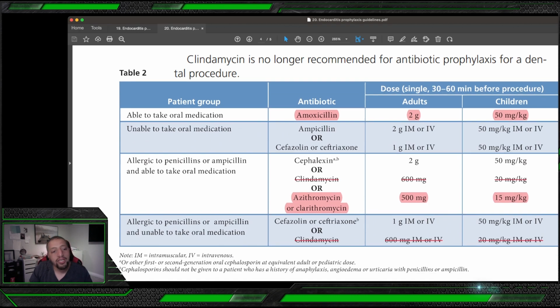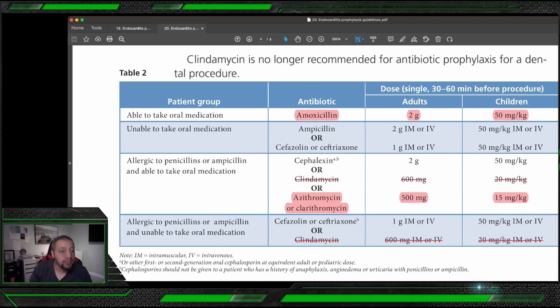Okay, what if the patient is allergic to penicillin or ampicillin? So you're gonna go to the second line. Clindamycin was mentioned before, but it is not recommended anymore. You are going to use azithromycin or clarithromycin. You're gonna give him 500 milligram, and for the children it's 15 milligram per kilogram.